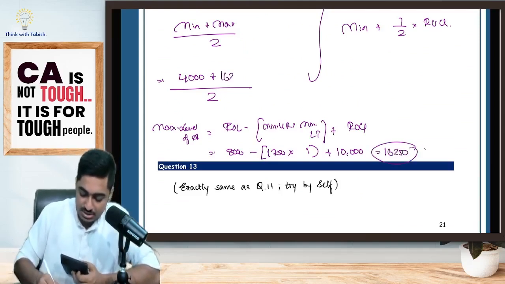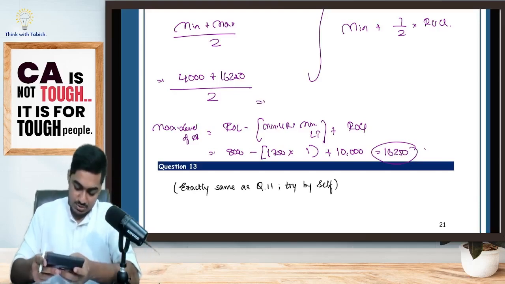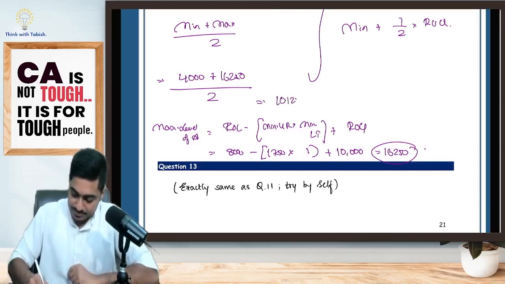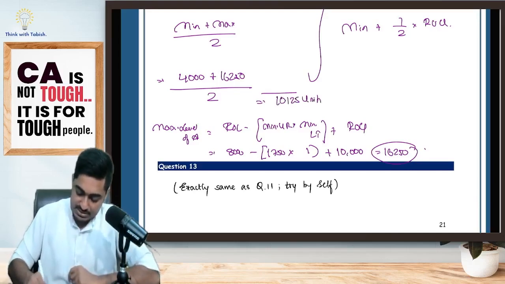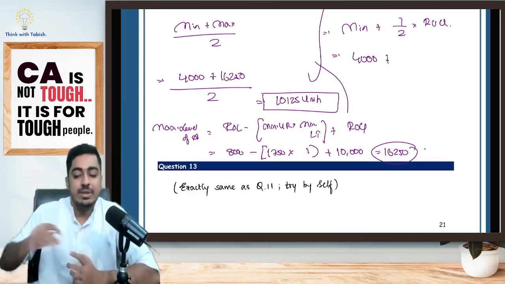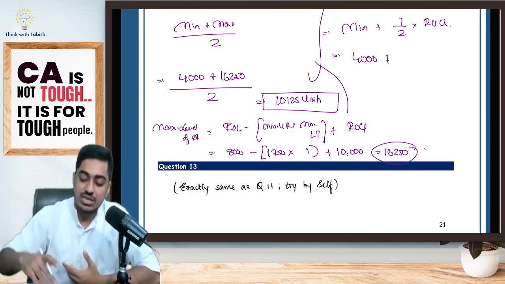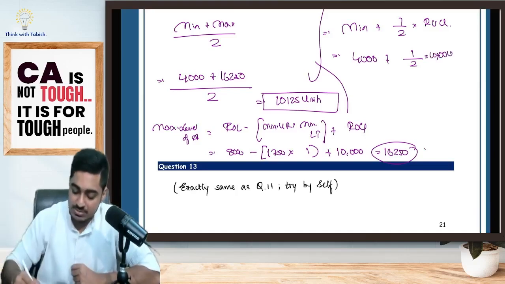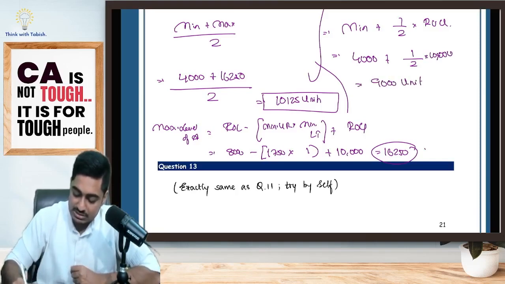So it is 4,000 plus 16,250 divided by 2. Yes, it is 20,250 divided by 2, which is 10,125 units. This is one answer. Alternatively, I can also tell minimum level, which is 4,000. That will be there with me throughout. What keeps fluctuating is only reorder quantity. 10,000 units I have purchased. The day I have purchased, full 10,000 I am having. By end of the period, it will become 0. So 5,000 plus 4,000 will become 9,000 units.